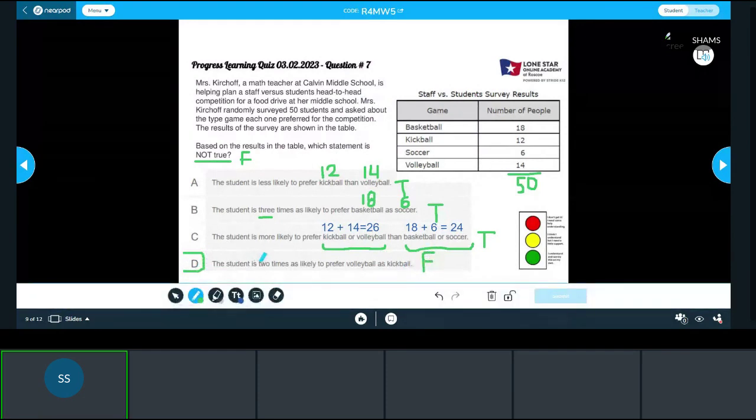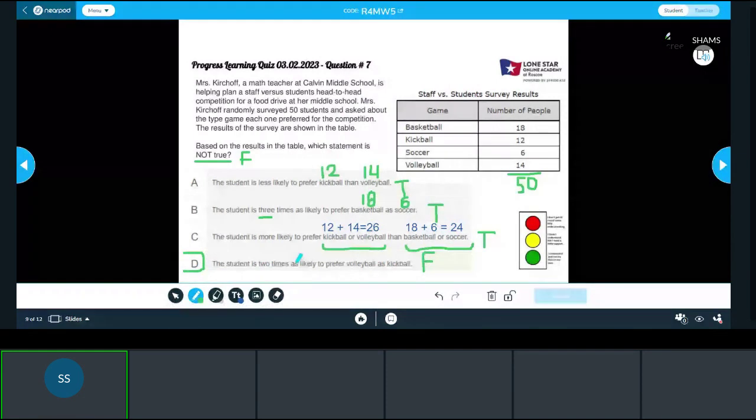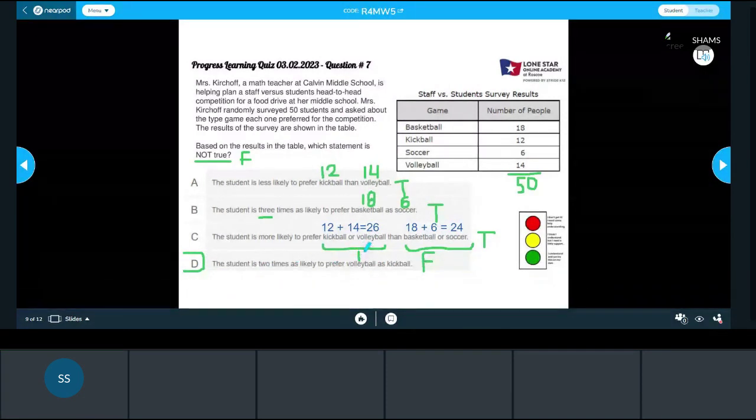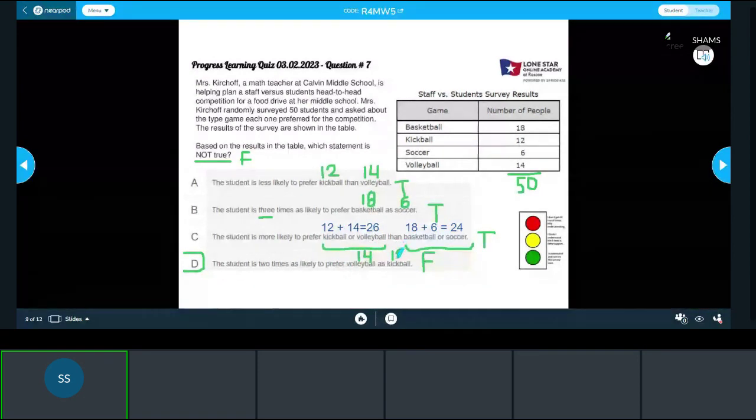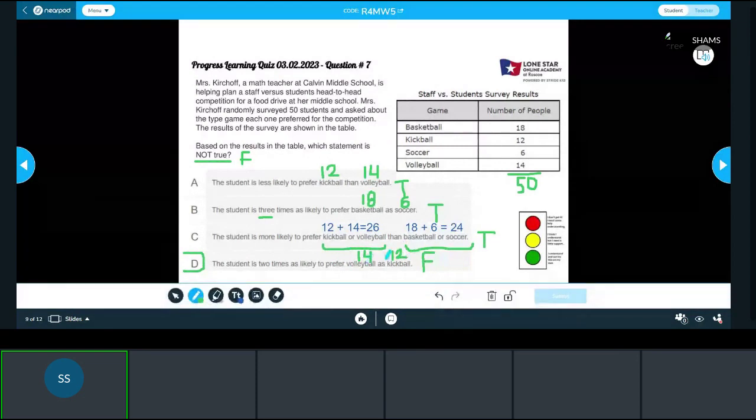D. A student is 2 times as likely to prefer volleyball as kickball. Oh, this is very false. Right? Volleyball is not 2 times 12. It is not. It is a false statement.